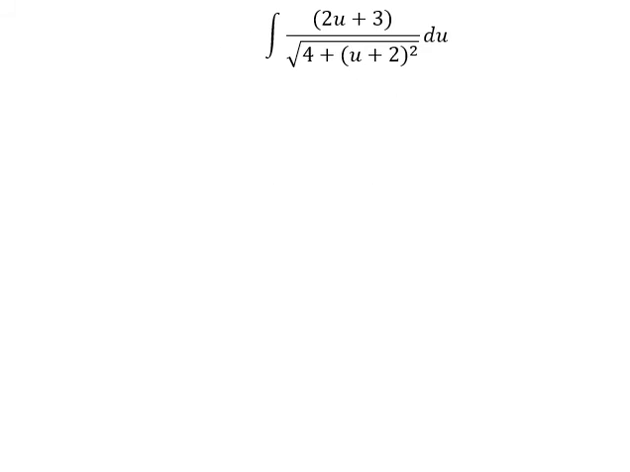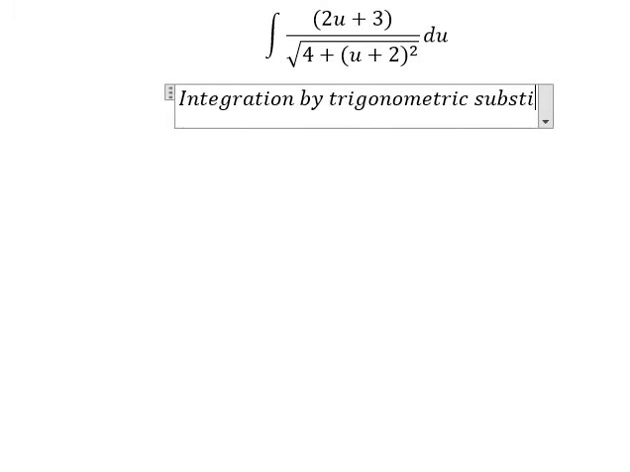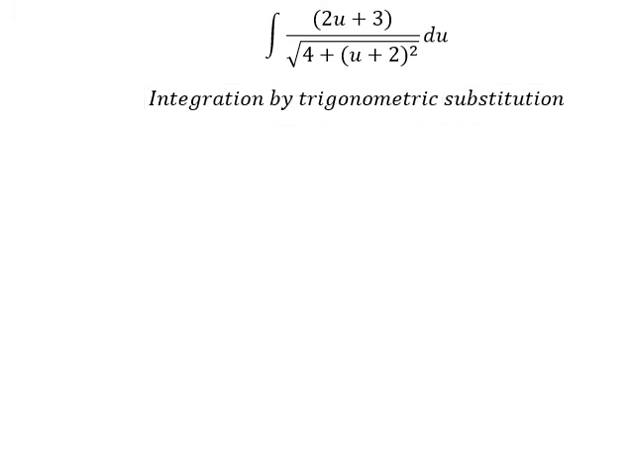Now, we need to use integration by trigonometric substitution. So I will put u plus 2 equal to 2 tan t, because if I put this one in here, we have 4 tan t square. Number 4, we can do factorization. 1 plus tan t square, we change to secant of t square, and later we simplify the square root and du.